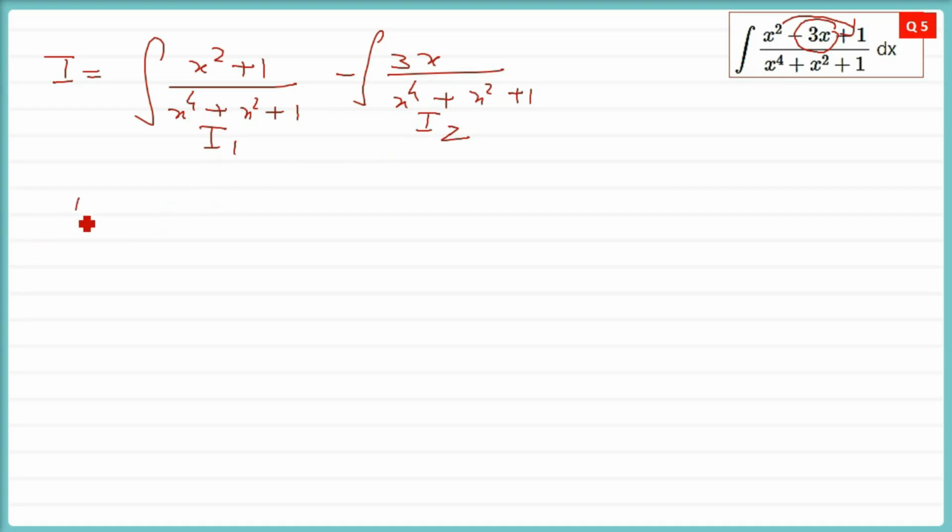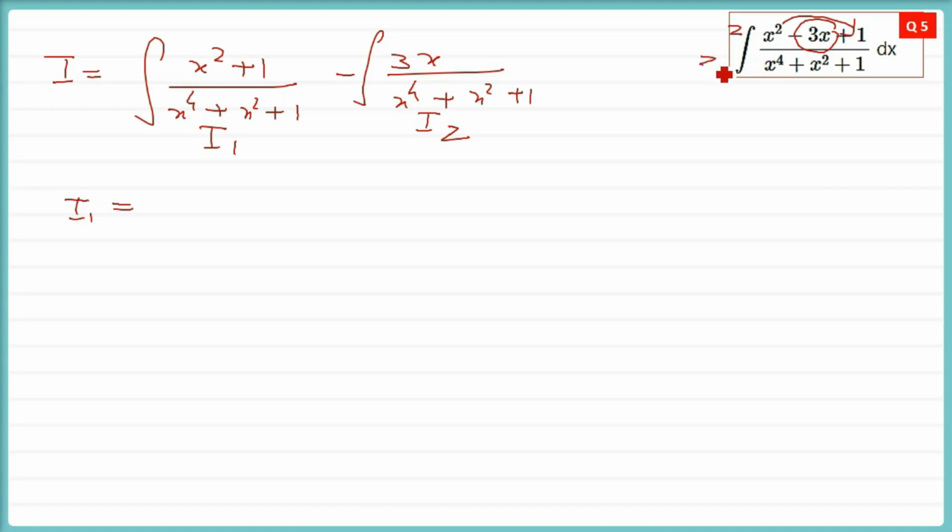Now I1 we have just done. So let me write the final answer here. You have to put x minus 1 by x as t, divide numerator and denominator by x², you will get 1 plus 1 by x² over (x minus 1 by x)². If differentiated, it will give you 1 plus 1 by x², and that's how it will be done.